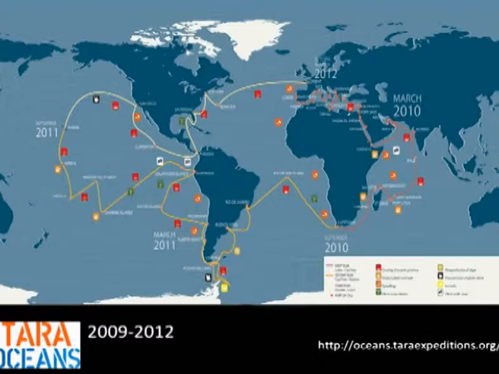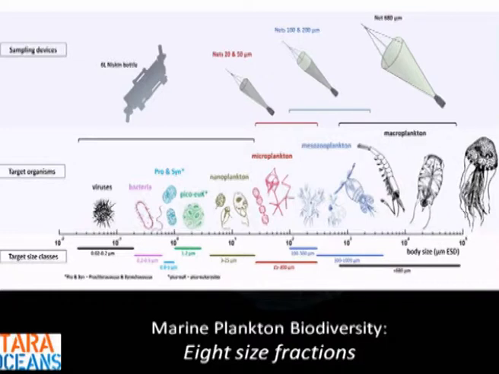So how is Tara sampling the ocean? Well, it's dividing the life in the water into different size fractions. Probably most of you are familiar with this, but you have all this life in the water, and you allocate it into different size fractions. So you have the virus fraction, the bacteria fraction, the microplankton, and so on. And for that, you use different devices to filter or to get the different fractions.